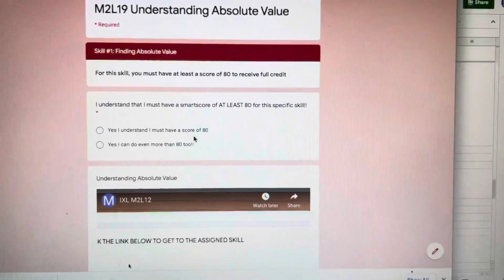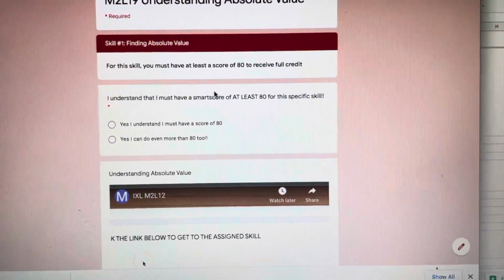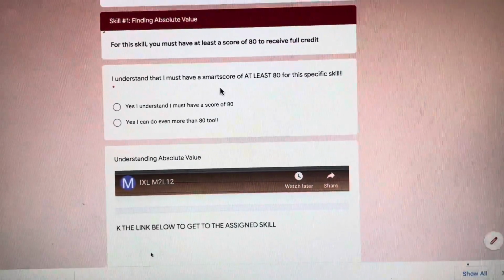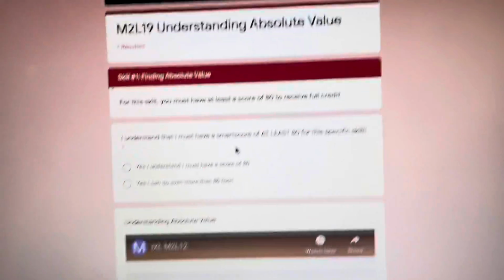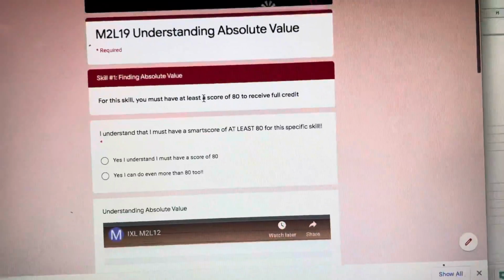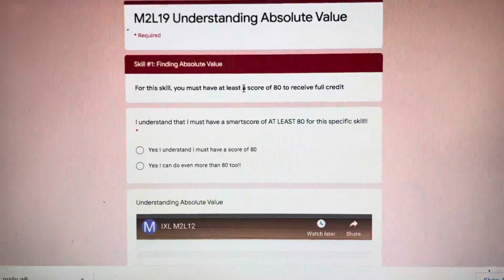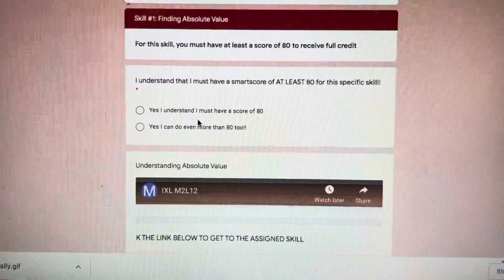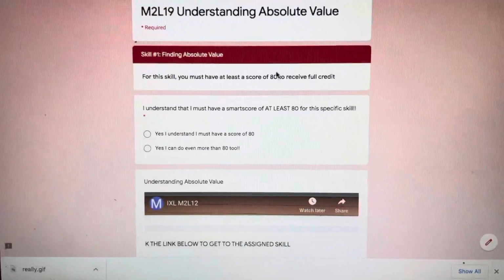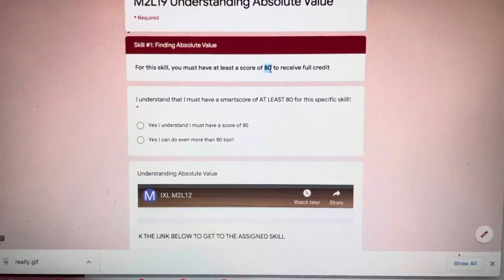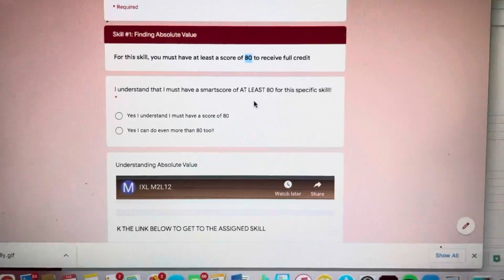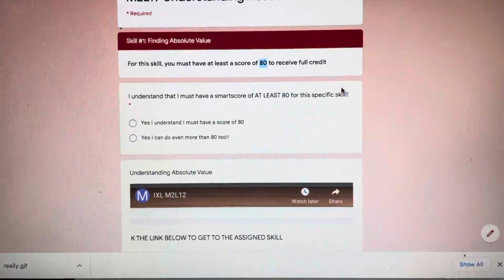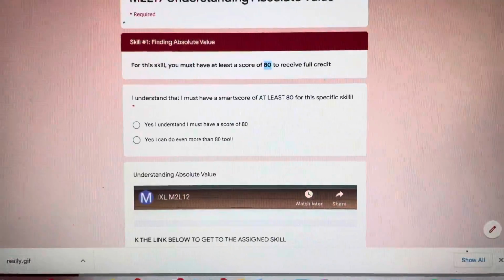Good morning. So today what you're going to do is you are going to be finding the absolute value, which should be really simple, which is why I didn't make the digital notebook mandatory, because a lot of you won't need to actually show your work. And so here you need to make sure that today is a little bit different. You need a score of 80 to complete the skill, okay? Because this is pretty simple, so most of you could get a score of 80 for sure.